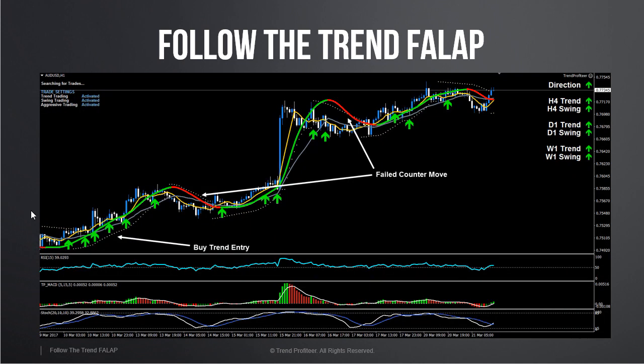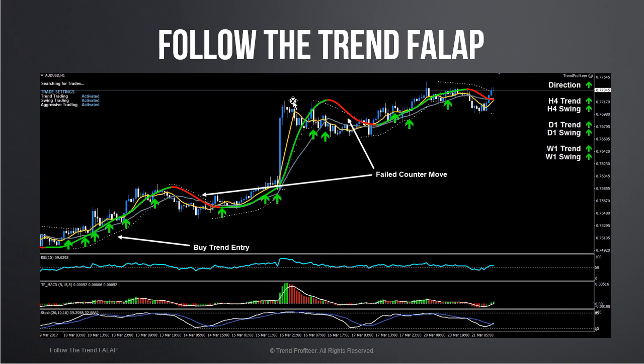Here you can see that the buy trades were entered with trend and swing trades, and then we had this counter move, but it failed. The moving averages were very, very gentle. They weren't steep at all. And the trend follower as well was very, very gentle. So we had another buy on the trend and swings, and it resulted in another big move.